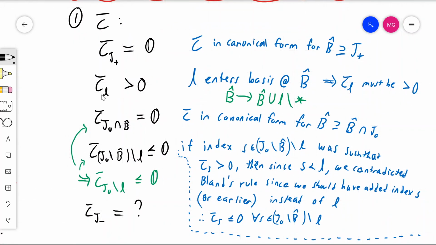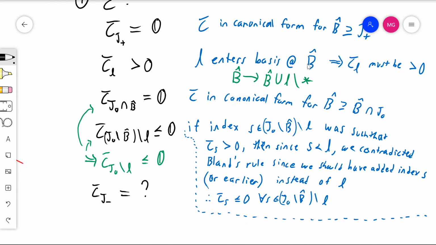Okay, how about L? What's C bar L? That's positive because L is entering the basis at B hat. So we're going from basis B hat to this next basis, B hat union L, subtract something else off. So we've added this index L in. So how could we have chosen to add the index L in? Well, how does the Simplex algorithm ever choose how to add a new index into the basis? Well, that corresponding coefficient had to be positive. So C bar L had to be positive in order for L to be even a candidate to be entered into the basis. So the simplex algorithm must have selected something positive and then entered that. And so since L was the thing that got entered, it must have been positive. C bar L was positive.